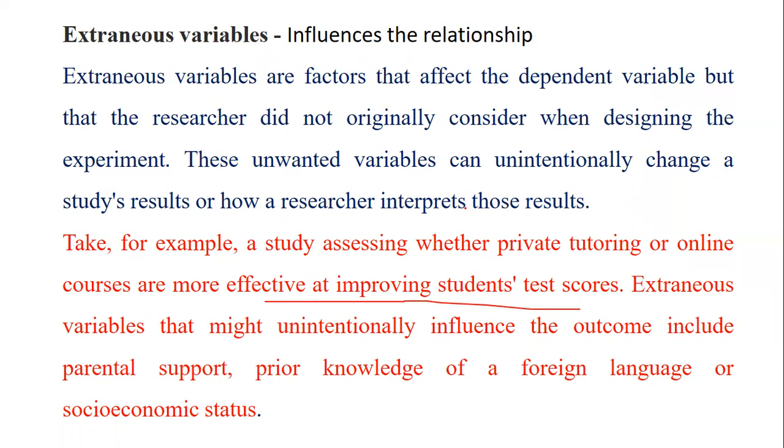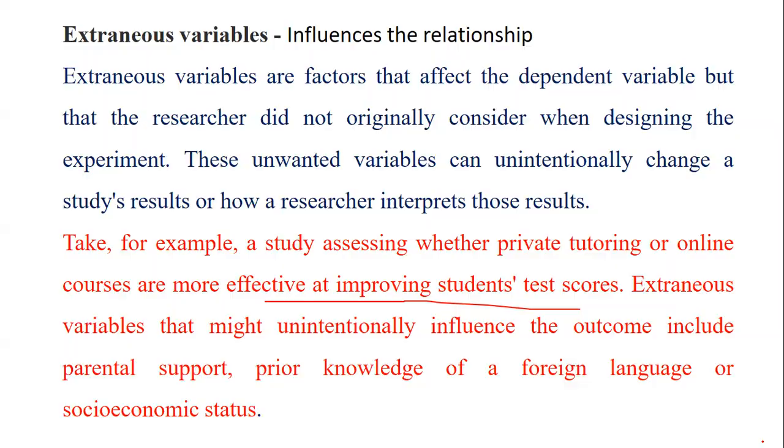So extraneous variables might unintentionally influence the outcome, which include parental support, prior knowledge of a foreign language, or socio-economic status. So this is how it results into what? It results into the extraneous variable. Okay. Now, let's consider the next point.